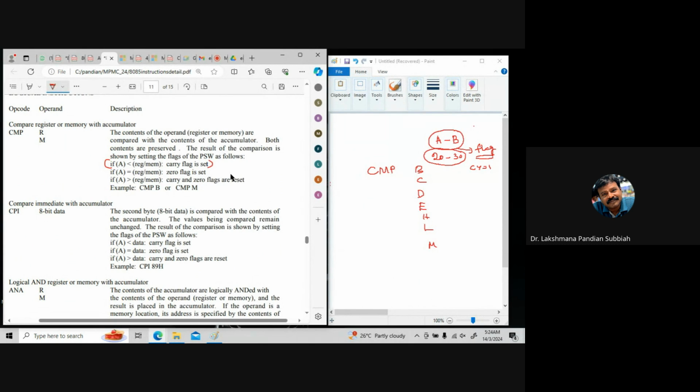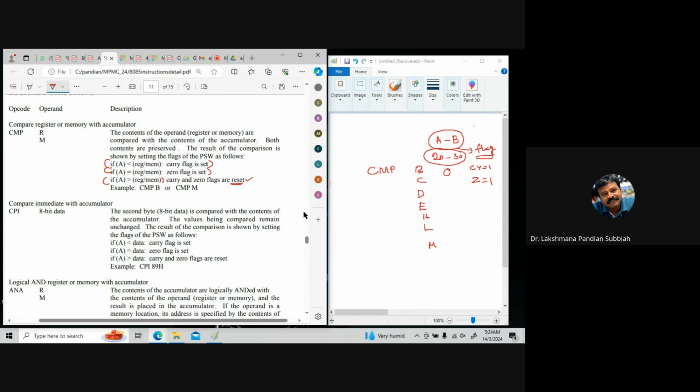If A is equal to B, then the result is 0, so the zero flag is set. Next, if A is greater than B, then neither flag is set. So the zero flag as well as the carry flag are reset.